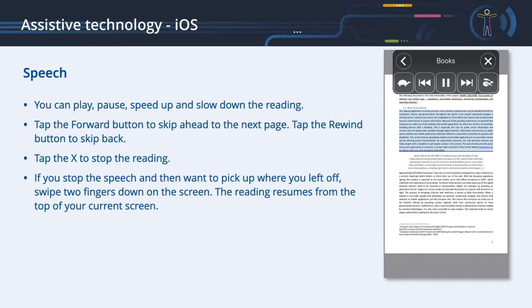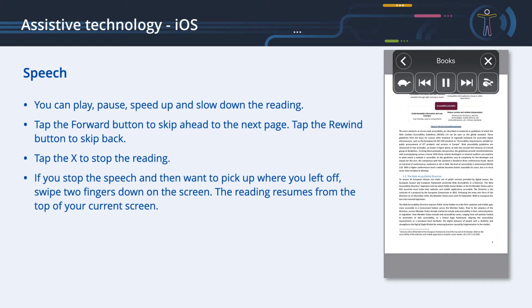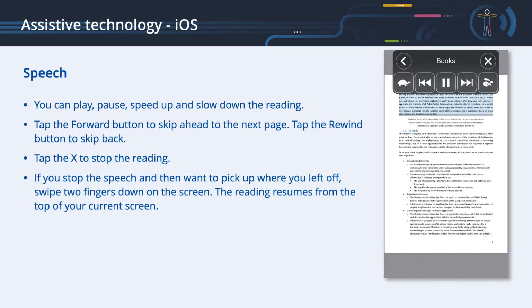"Because of this growing importance, it is essential that every Figure 1. The 4 accessibility principles. The main elements. The directive requires all new public sector websites and mobile applications to be accessible. Existing websites and mobile applications need to conform to the European Standard EN 301 549. Level AA of WCAG 2.0 for web." Tap the X to stop the reading.